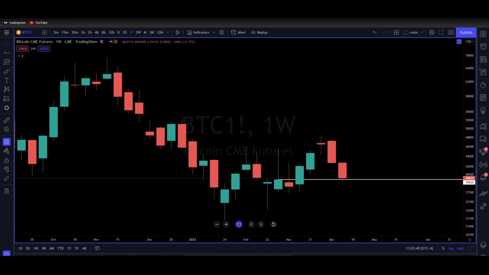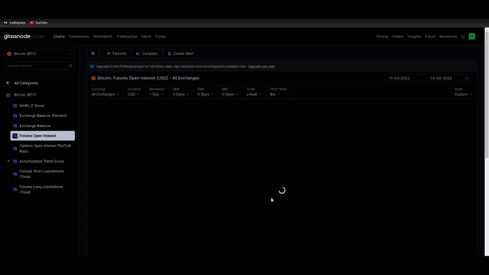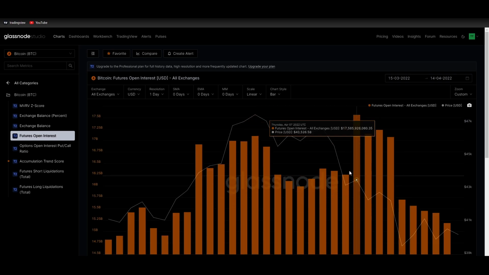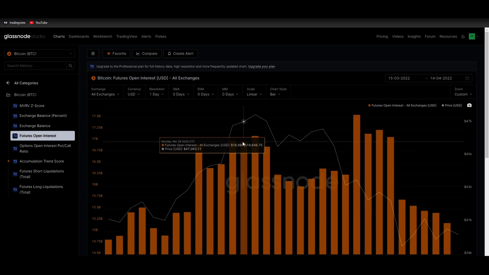Since we closed like that, I'm going to go over here and show you the futures open interest. It's important because now that we are seeing this move lower, open interest is starting to slack off a bit. So that could be indicative of seeing another little pop, but that pop is likely going to be sold into.